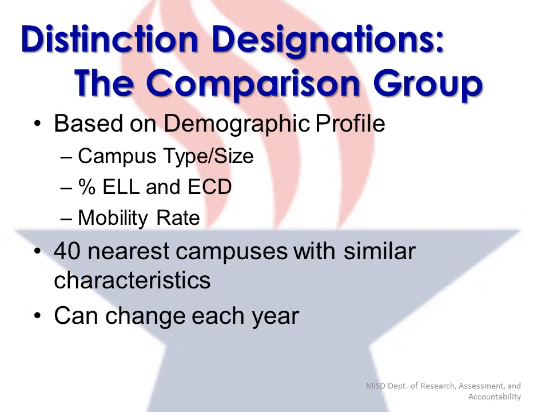So TEA develops a demographic profile for each campus that includes the type and size of campus, the percent of English language learners, the percent of economically disadvantaged students, and the mobility rate, which is calculated based on enrollment data from previous school years. Each campus is aligned with other schools sharing a similar demographic profile. The 40 aligned campuses that are geographically closest based on linear distance are then listed in a campus's comparison group.